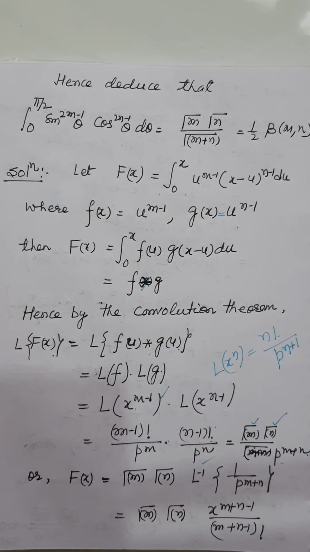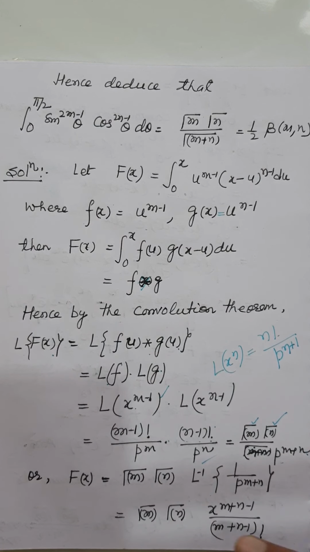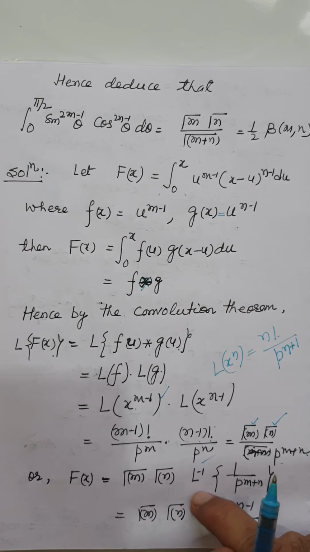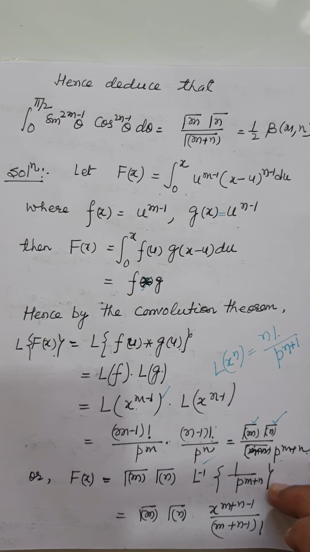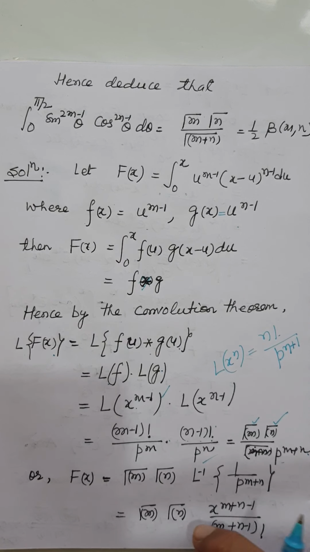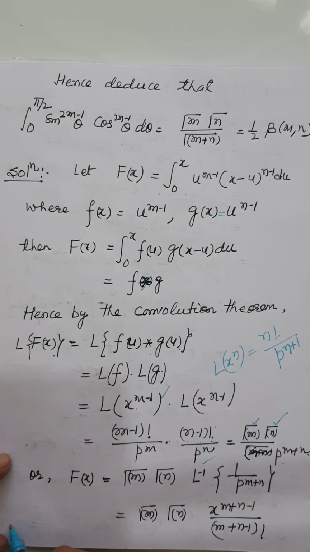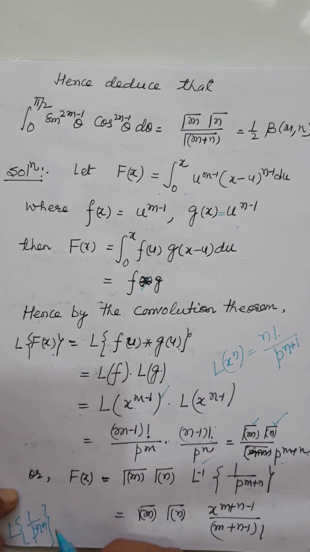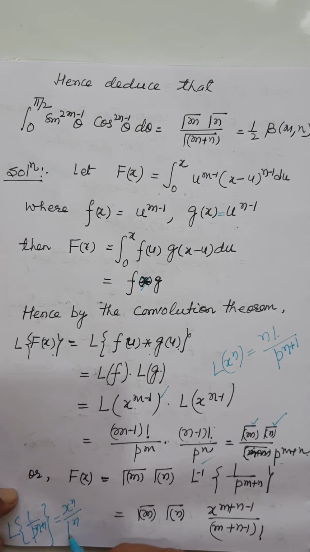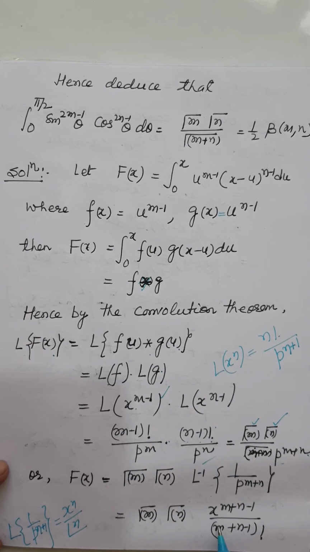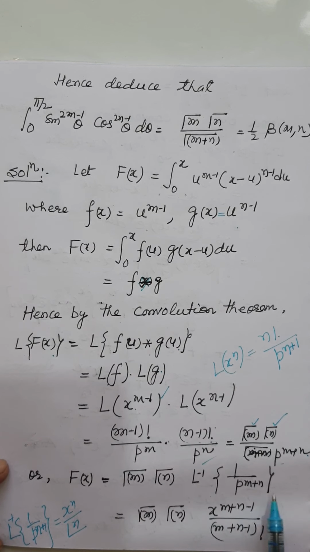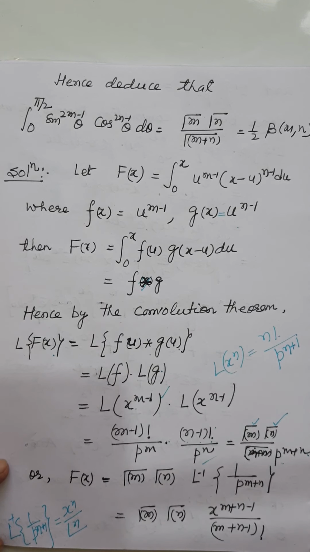f of x will be equal to gamma m gamma n times the inverse Laplace transform of 1 upon p raised to power m plus n. We know that the inverse Laplace transform of 1 upon p raised to power n plus 1 will be equal to x raised to power n upon factorial n. Therefore, the inverse Laplace transform of 1 upon p raised to power m plus n will be equal to x raised to power m plus n minus 1 upon factorial m plus n minus 1.